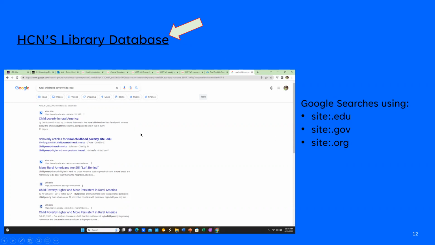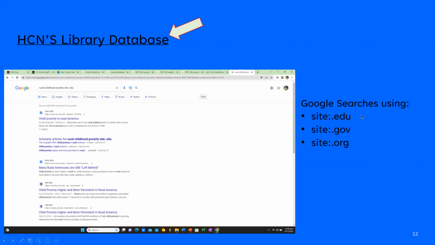So in Google, we have a screenshot here. If you put a colon after what you're looking for, and then put either .edu, .gov, or .org, that will tell Google the type of website that you want to find. And these three types of websites tend to be fairly reliable. So education websites, government websites, and organization websites.